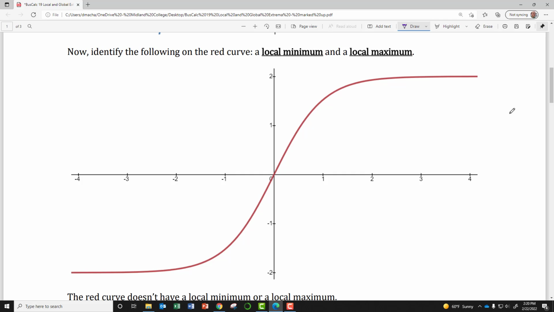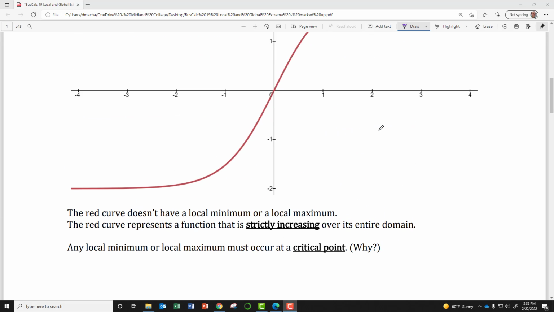Now, you might take a moment, pause the video, and look at this red curve and tell me where is the local minimum and local maximum. And you'd be correct to say in this case that this red curve doesn't have a local minimum or a local maximum. In fact, this red curve everywhere in the entire domain is going to be increasing. And so whenever we have a red curve like this, or a function that's increasing over its entire domain, we say that it is strictly increasing.